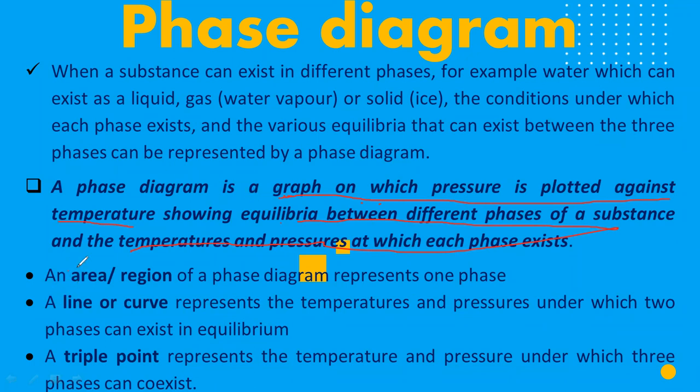I told you what each part on a phase diagram represents. An area or region on a phase diagram represents one phase. So if I want to show a liquid phase, I'll use an area on the phase diagram. If I want to show the gas phase, I'll use another area. If I want to show the solid phase, I will use another area. A line or curve on the phase diagram represents temperatures and pressures under which two phases can exist in equilibrium. A triple point represents the temperature and pressure under which three phases can coexist.